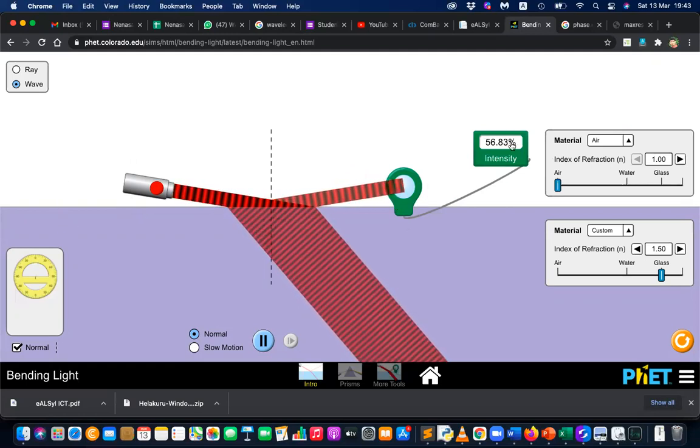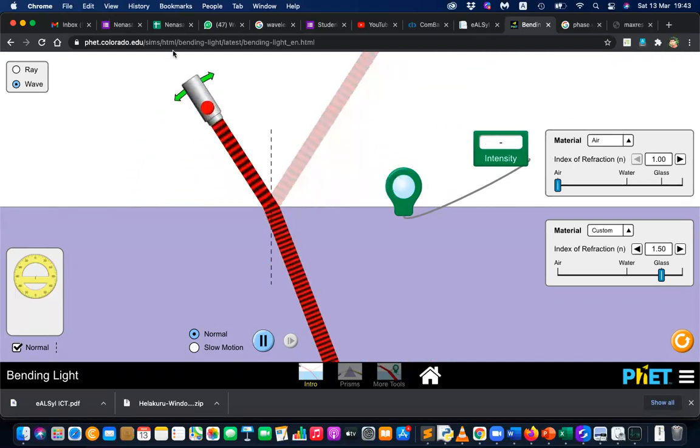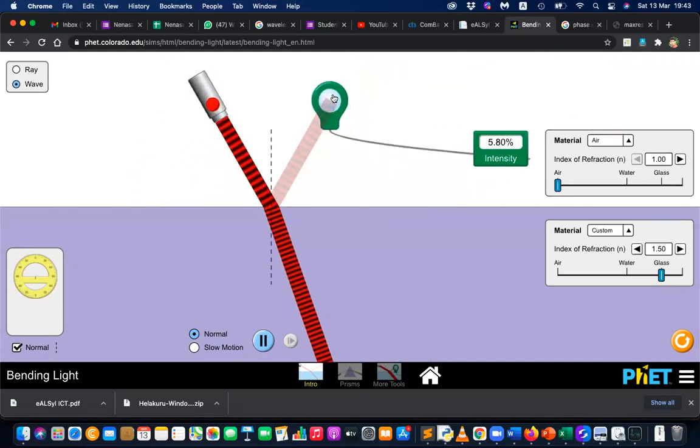Because this intensity is high. But if it is like this, then intensity is low. This is how you see this eclipse.